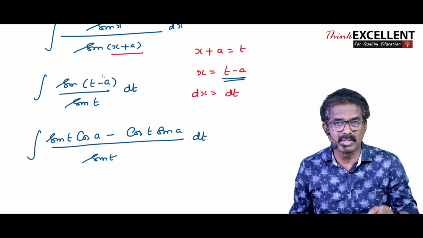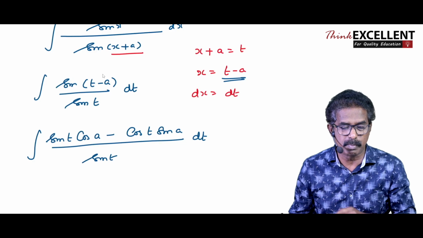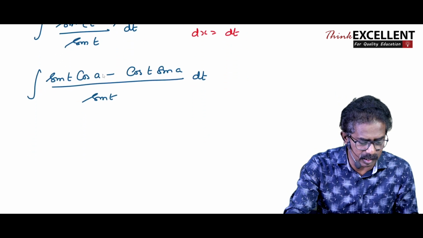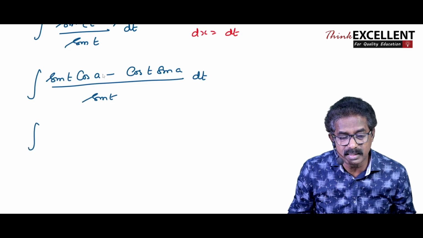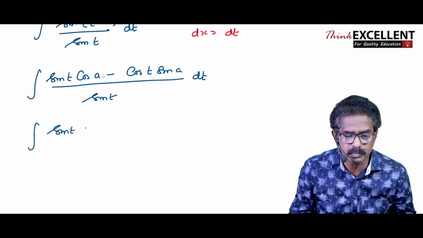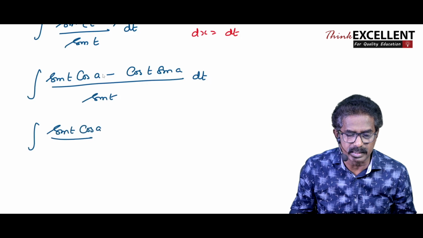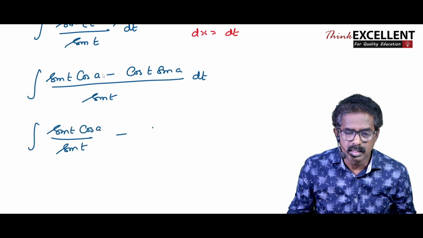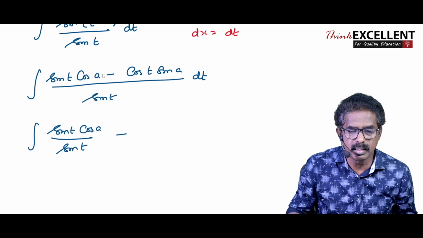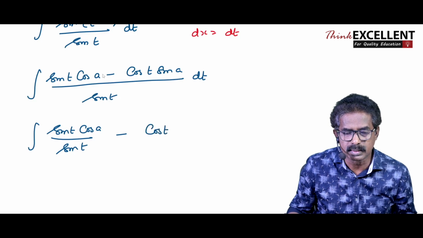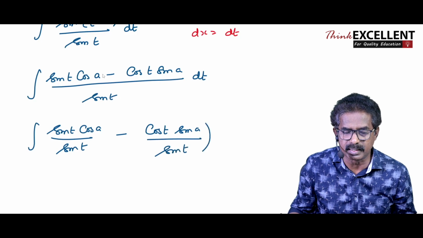As I said in the previous question, the denominator has only one term, so split into 2. If you split it into two, see what you get. Integral: first, sin t cos A by sin t, minus cos t sin A by sin t of dt.